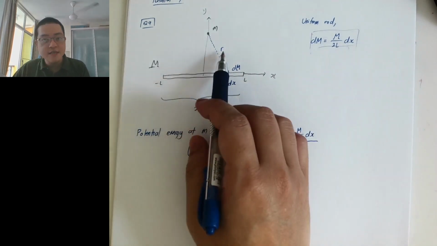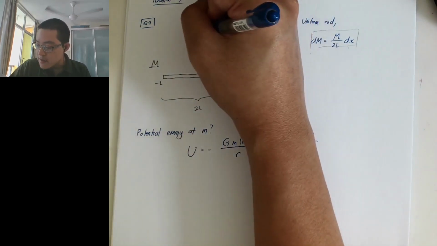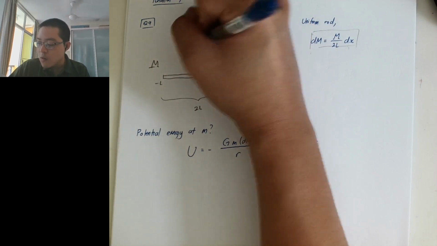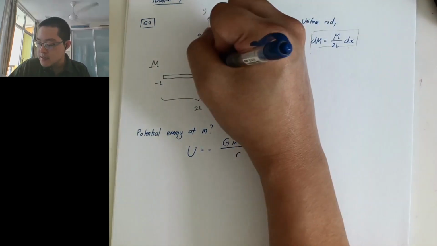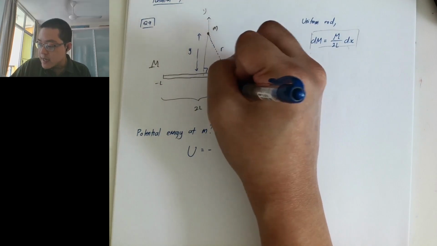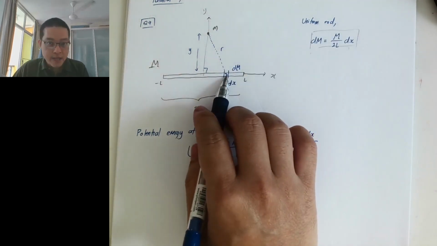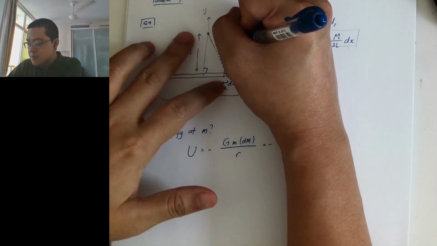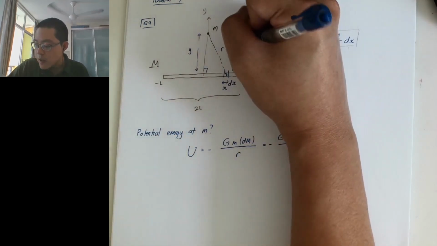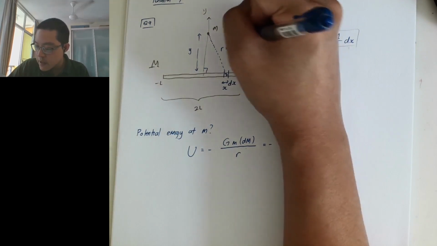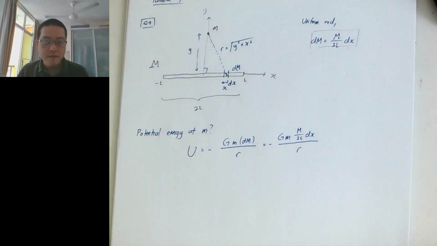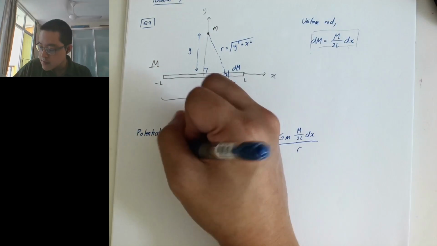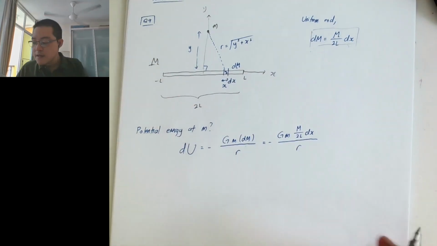And what is the distance r? Let's say the height here is y, and this is 90 degrees, and this is the x position of this piece. I'm talking about one piece first. So this piece will have the distance of the square root of y squared plus x squared. Do you agree? This is dU.